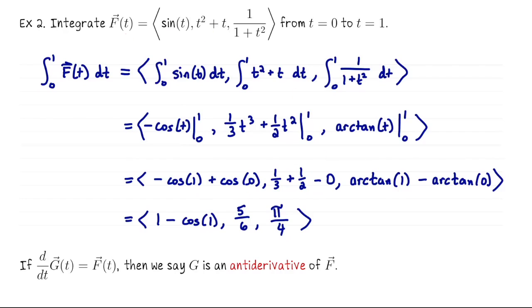Okay, so for this definite integral, we just did 3 definite integrals of each component. You can probably anticipate the final statement in this lecture, which is that if the derivative of capital G is capital F, where both of these are vector-valued functions, then we call capital G an antiderivative of capital F. So very similar to integration as you've seen before.